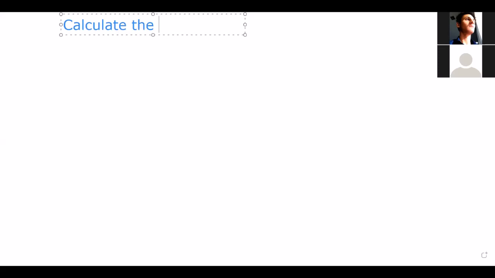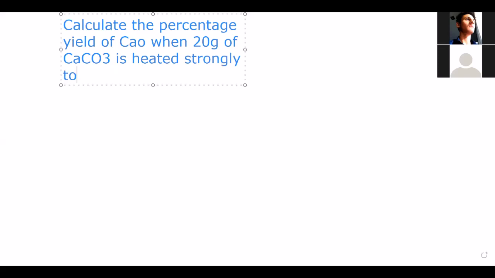Calculate the percentage yield of calcium oxide when 20 gram of calcium carbonate is heated strongly to give 50 gram of calcium oxide.